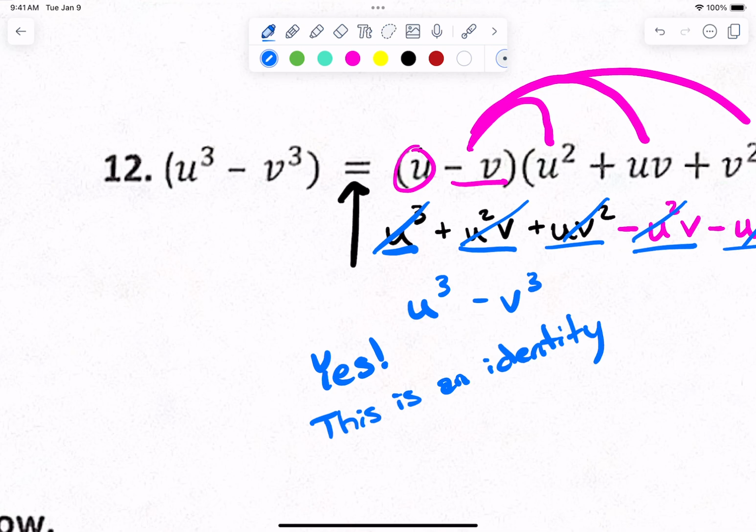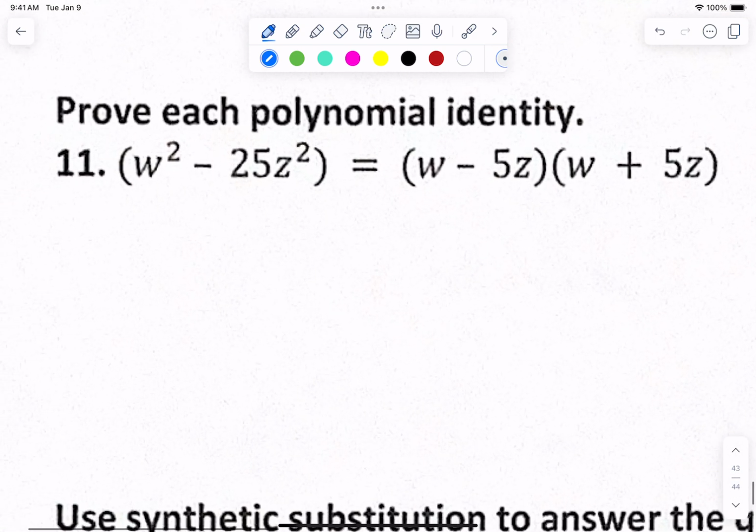Good? Okay, do you want some time to do number 11? See if that is an identity as well. Do you want me to check your answer when you're done? I'll give you like 30 seconds and then we'll check. Okay, that's fine. Yep. Very good.